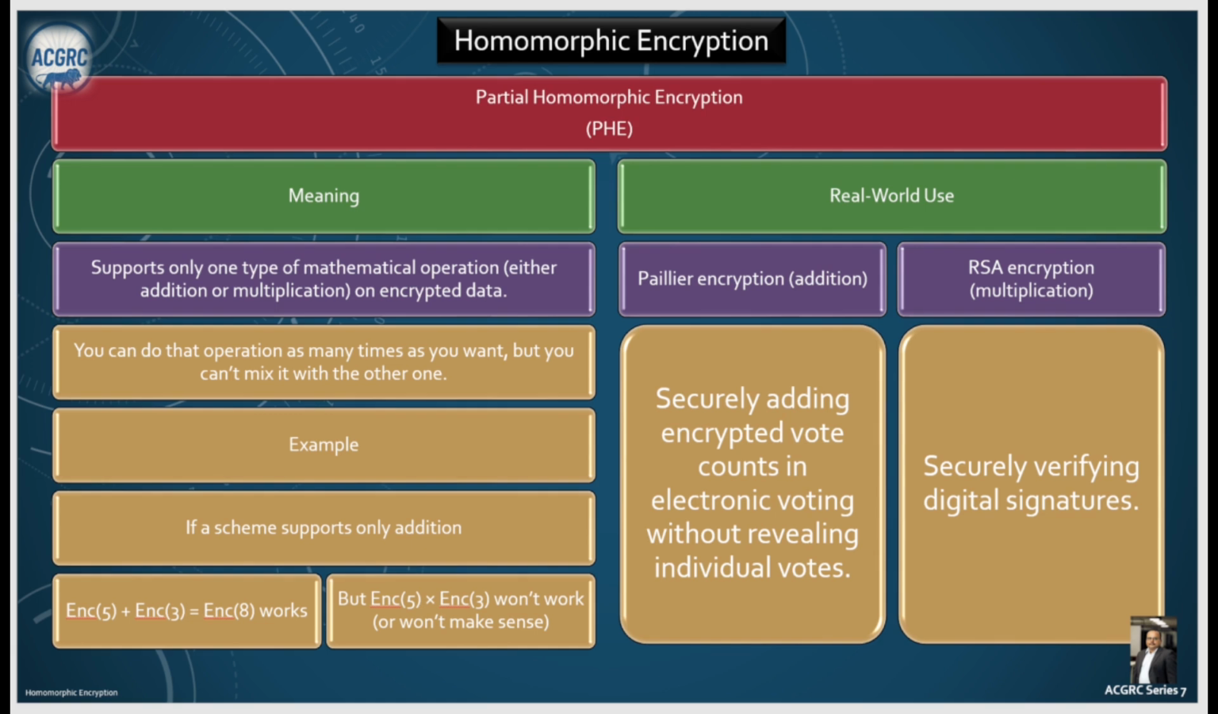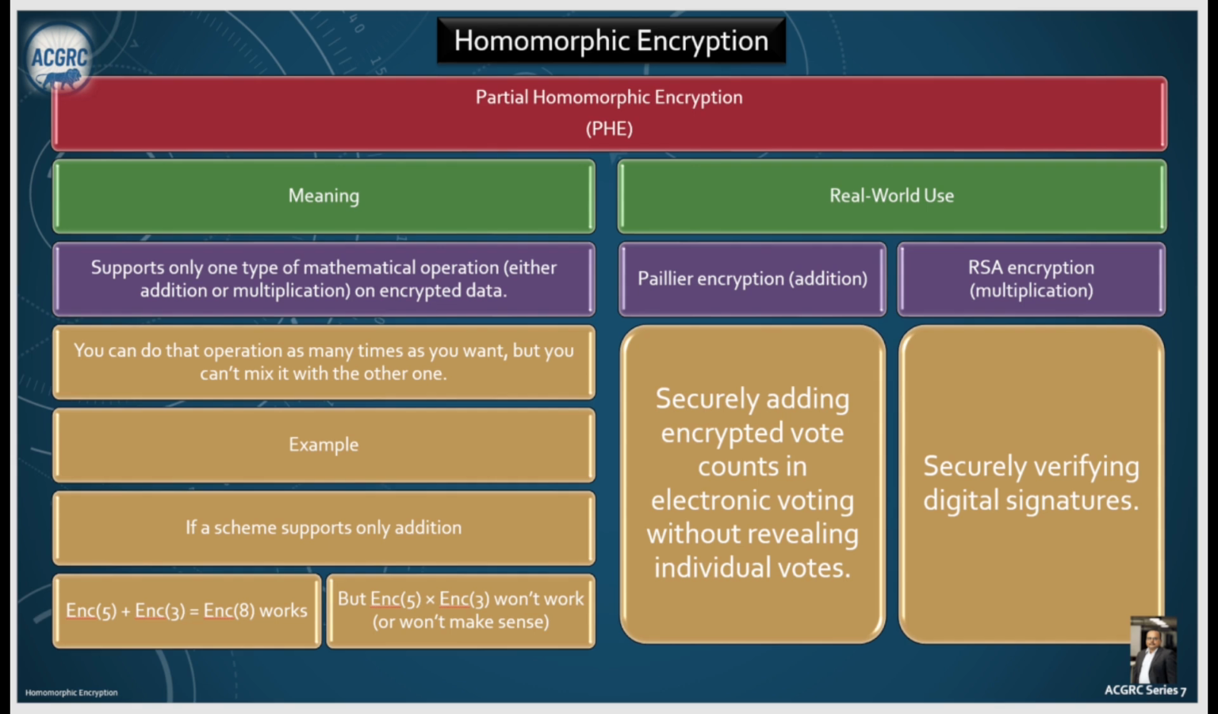So if you are doing addition, you can do addition multiple times. If you're doing multiplication, you can do that multiple times. But you can't have addition and multiplication together. It won't work. So that's partial homomorphic encryption. Example, if a scheme supports only addition, as is shown, encrypting 5 and adding that to an encrypted 3 would give you 8. It will work. But if you are mixing it, it won't make sense.